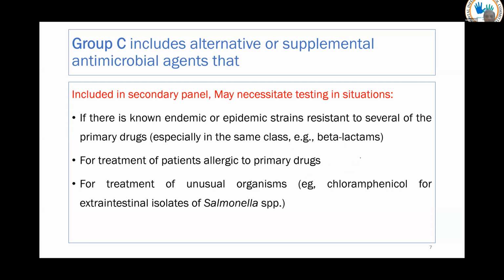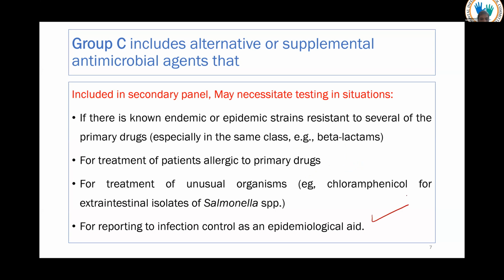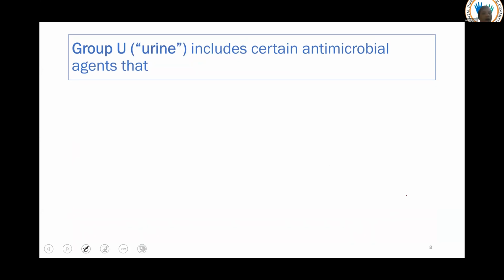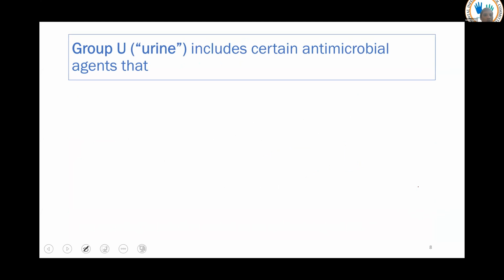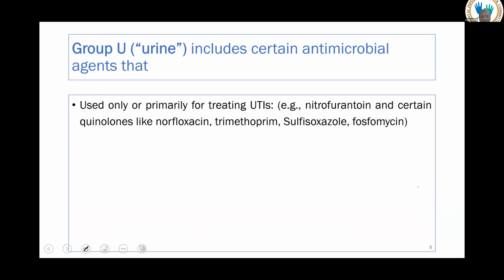Like if there is an unusual organism, or if you have some specific antibiotic, then also you can include it under C, and of course any specific antibiotic for infection control purposes which are not included in A and B. If A and B are included, then it is different. If some antibiotic is not included in A and B, but the infection control team wants to see it, again you can include it under C. Urine specific antibiotics are very clear.